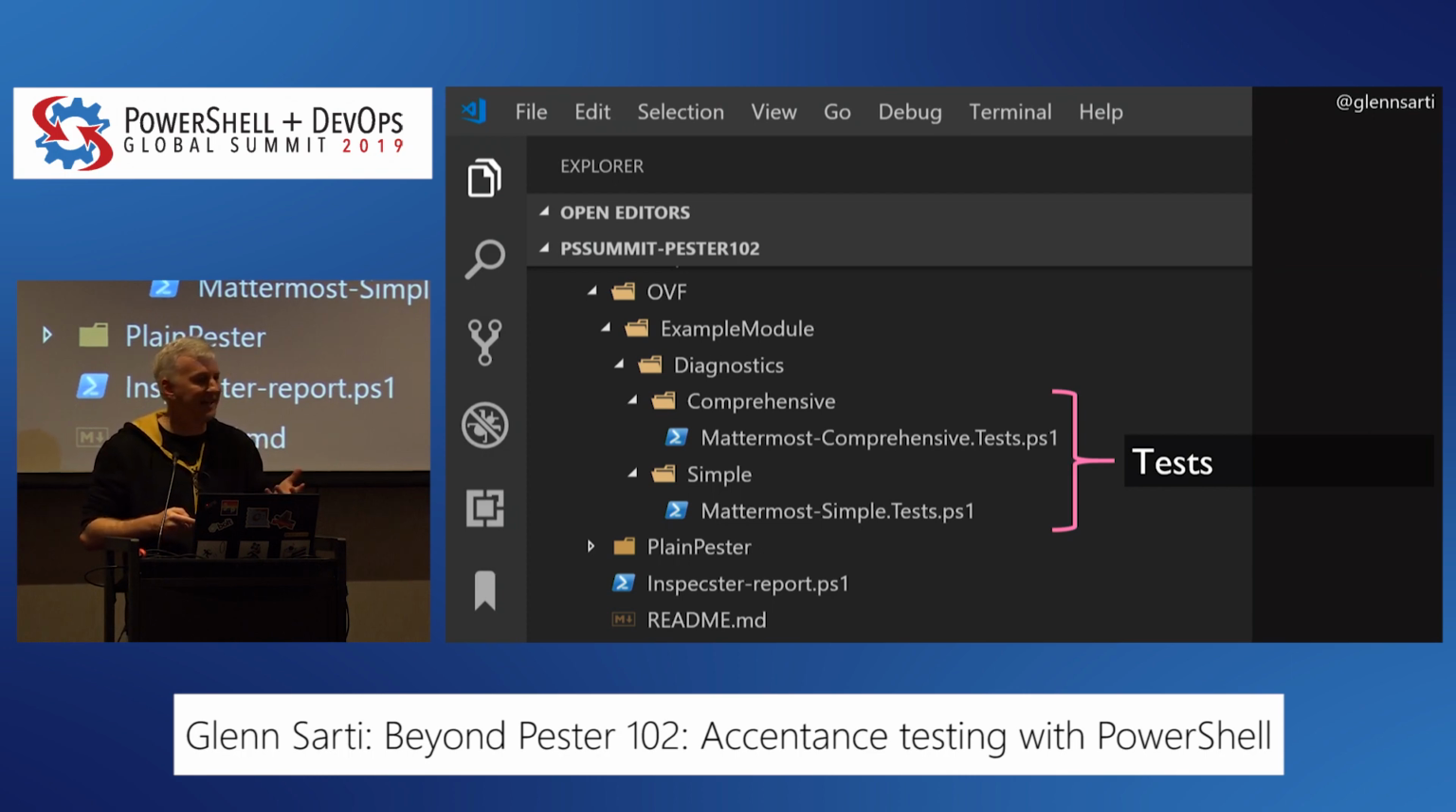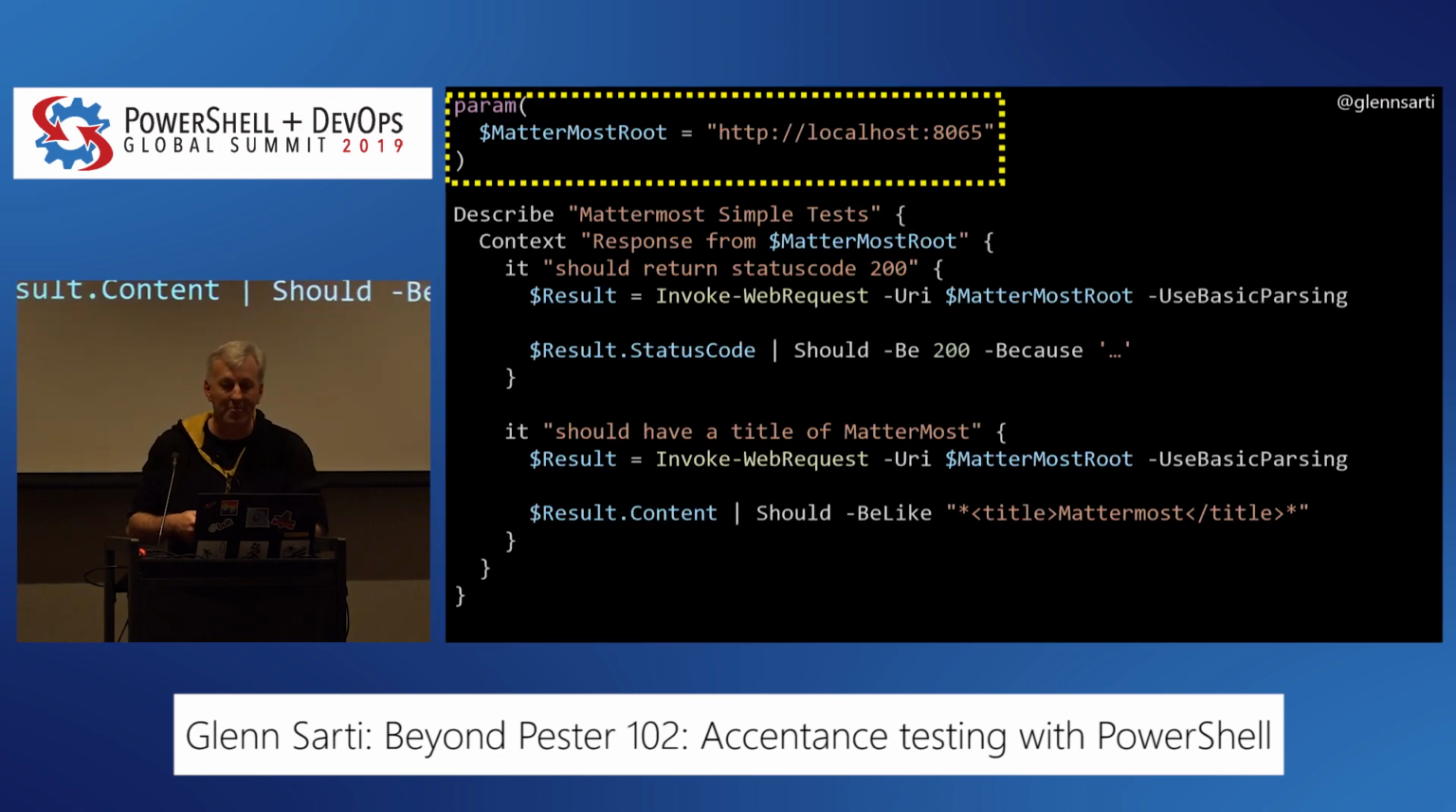And the content of the test hasn't actually really changed. For example, this is the simple test file now. I added a param block at the top of my test so that OVF can manually modify the URL if it's different. And I had to change the text for the describe and the context statements, which I'll talk a bit later about why I had to do that. But apart from that, the tests are identical.